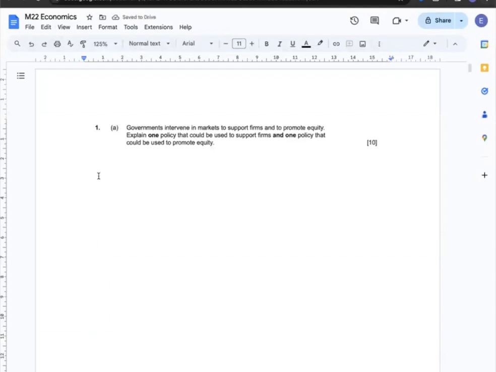All right, question 1A. Governments intervene in markets to support firms and to promote equity. Explain one policy that could be used to support firms and one policy that could be used to promote equity. Defining government intervention and equity.